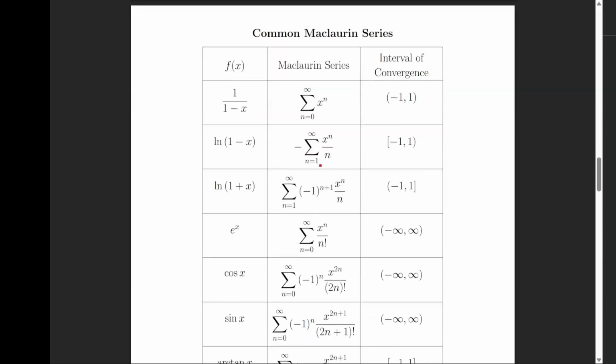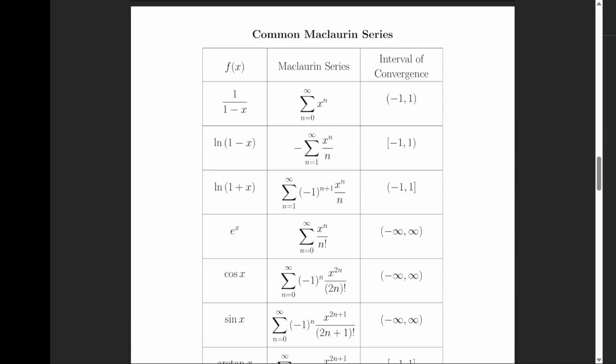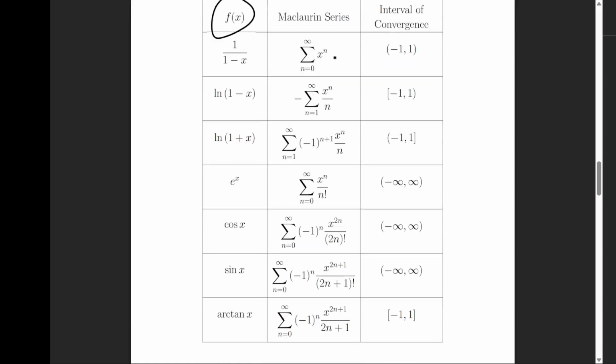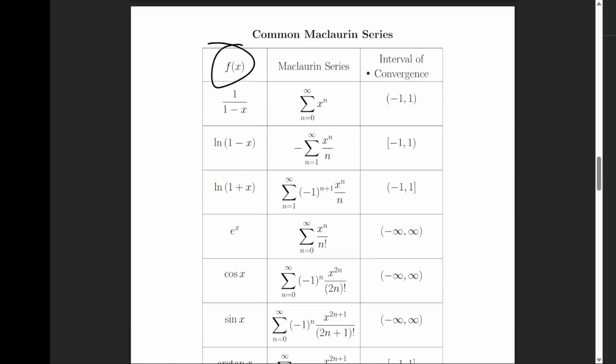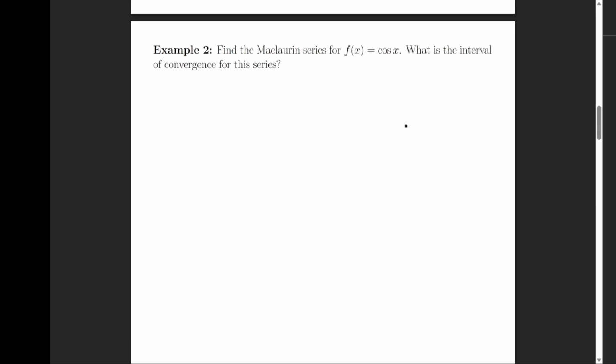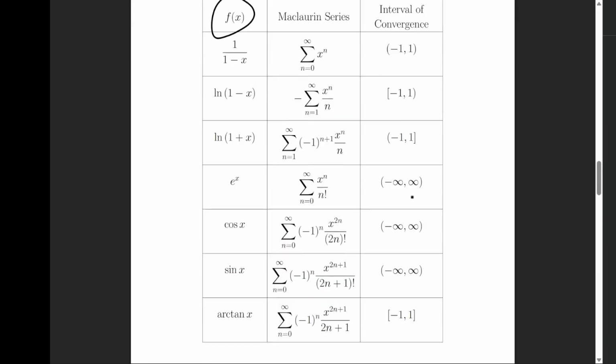So they will give you the sheet right here that lists out the common Maclaurin series, because each one over here has a corresponding series, and then the corresponding interval of convergence. So these are the most common, most simple ones. So you don't have to memorize this. They will give this to you, but I will work out one of them just to show you how they got this.